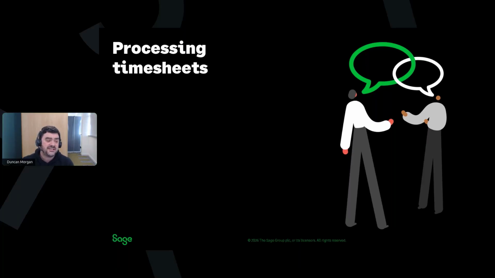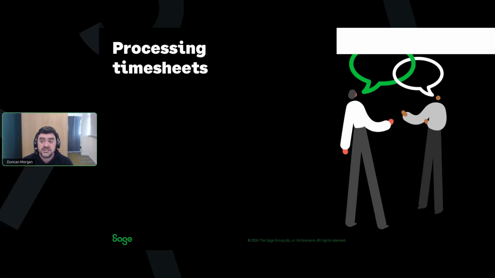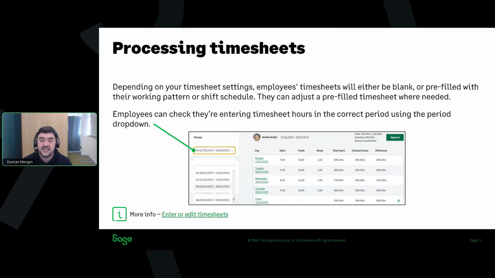So when it comes to processing timesheets, again, you do have some options. Depending on your timesheet settings, the employee's timesheet will either appear blank with no start or end times or break times, ready for your employees to record the times that they've worked for that day. They might be pre-filled based on their working pattern or their shift schedule. And if you have allowed employees to edit their own workday, they would then be able to adjust a pre-filled timesheet to show any differences, maybe extra hours they've worked or reduced hours on particular days.